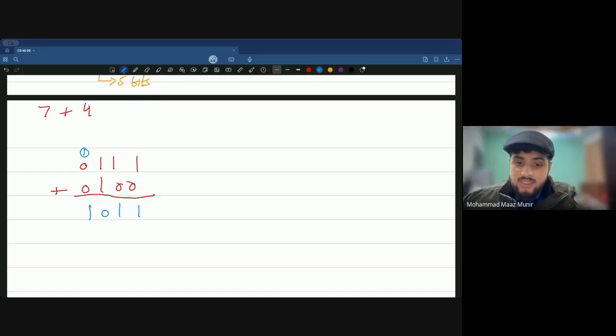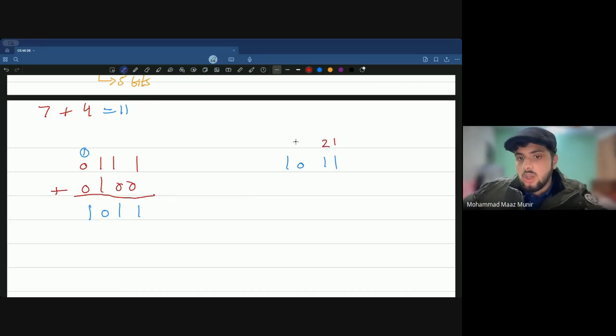And I discussed this even in yesterday's class. The answer to this should be 11, right? So if I find the denary value of this binary, it should also be 11. So 1011, let's find its value: 1, 2, 4, 8. So it's basically 8 plus 2 plus 1, and 8 plus 2 plus 1 is 11, which is 100% the same as the one we had earlier on.